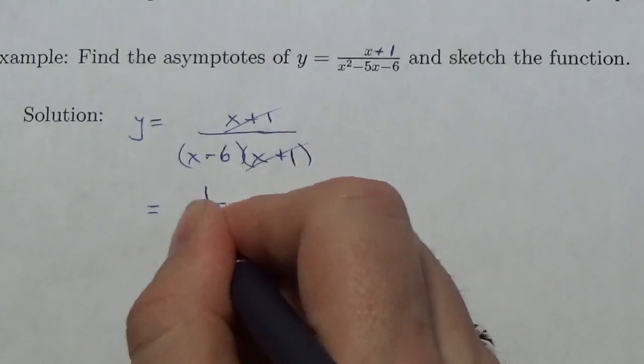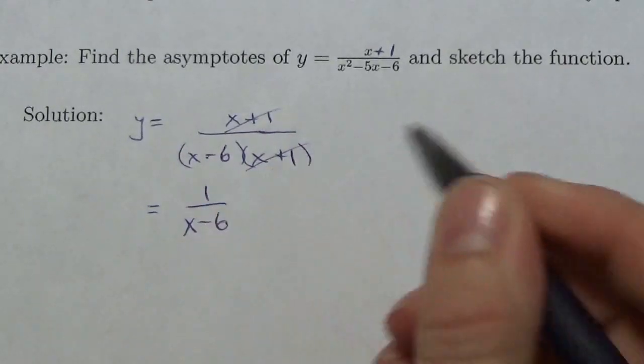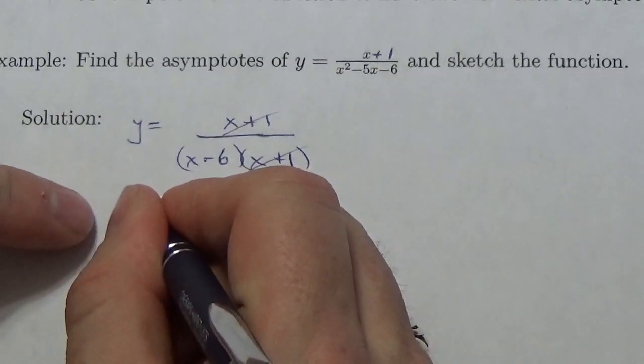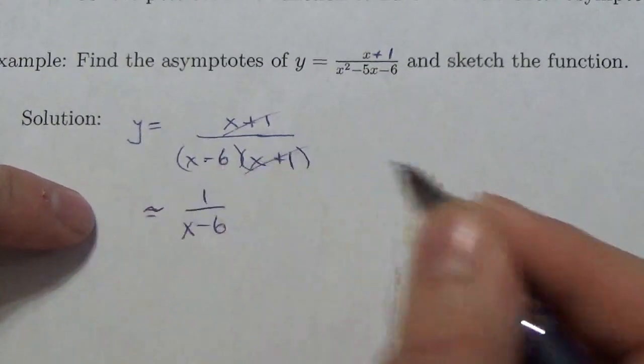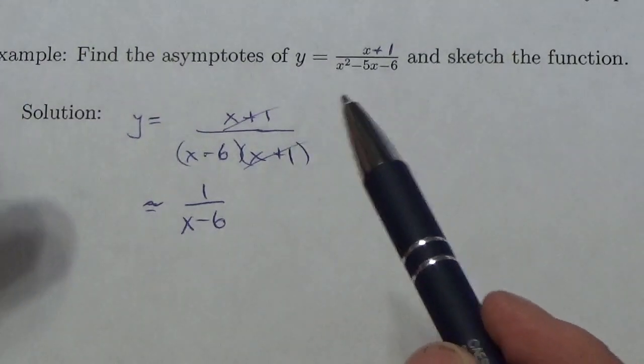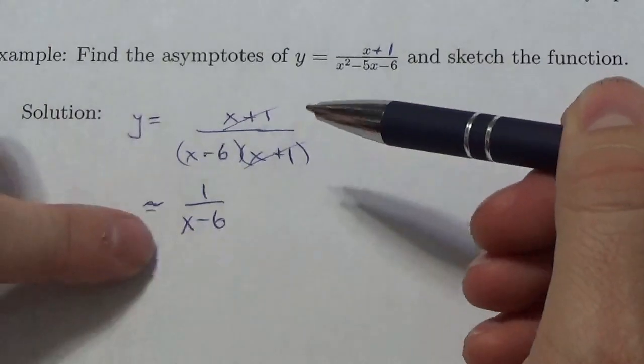is not equal to 1 over x minus 6. These are not equal. Now I'm using the equal sign right here, and technically I probably shouldn't. Technically it should probably have a little bit of a wave to it like that, approximately equal to, because these two expressions are not equal to each other.